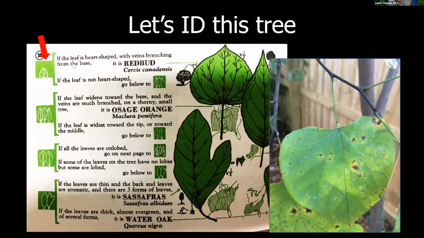Now it asks us some more about the shape of the leaf. If the leaf is heart-shaped with veins branching from the base, or if the leaf is not heart-shaped. Well, if we look at our leaf here, it looks like the veins are all branching from the base of this leaf, and I'm running my cursor down those leaf veins, and it is indeed heart-shaped. Not super heart-shaped, but it is heart-shaped. So what we've got is a redbud, that's Cercis canadensis. And many of you may have known that when we started it, but just to practice going through the key to see how it works. So we've got our eastern redbud.